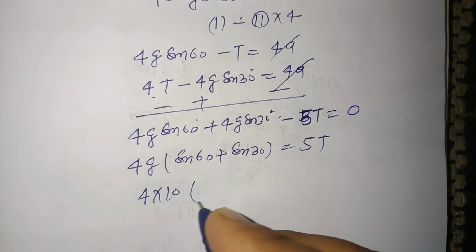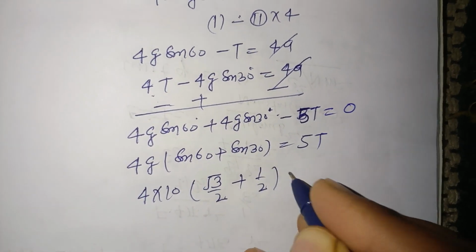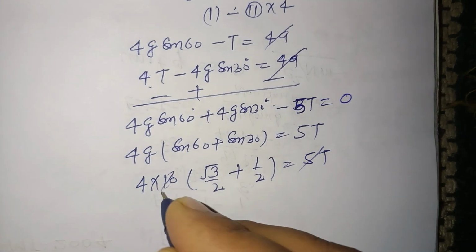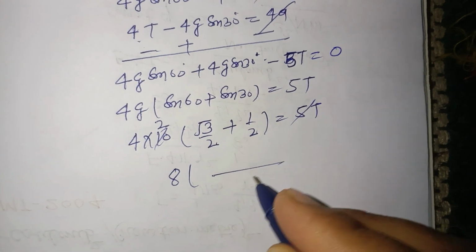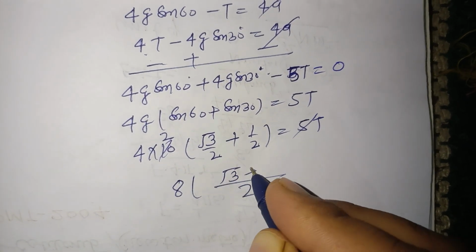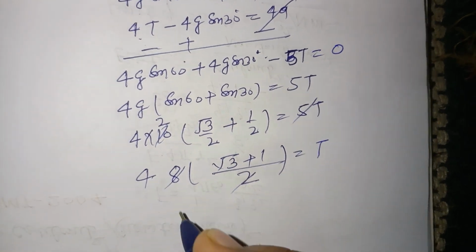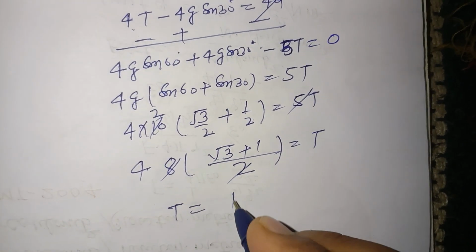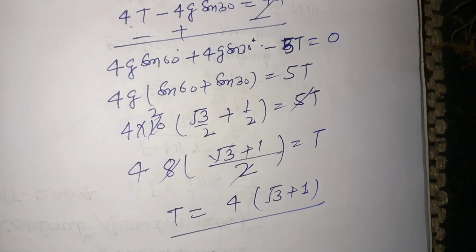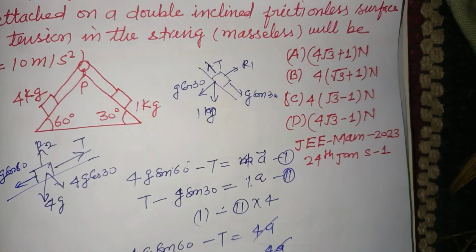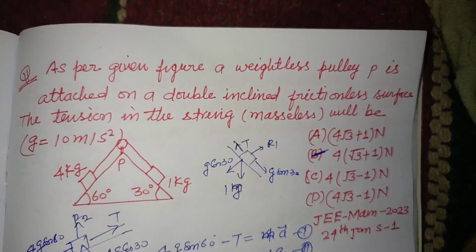4g is 10, sin 60 is root 3 by 2, and sin 30 is 1 by 2, this is 5T. 5 twos are 10, so this is 8, and here LCM is 2, root 3 plus 1 equal to 2, so T is 4 times root 3 plus 1. 4 times root 3 plus 1 is the correct answer, which is found in option B. Therefore option B is correct.